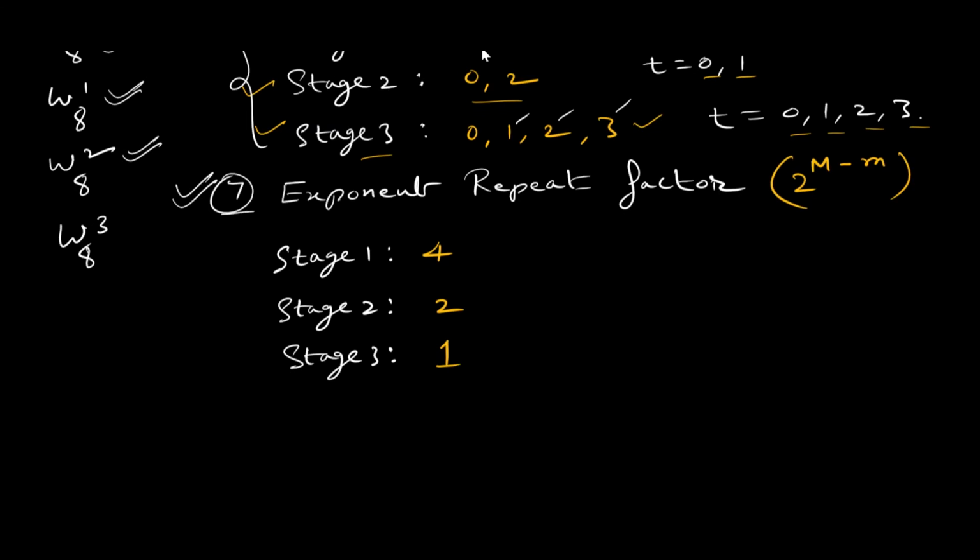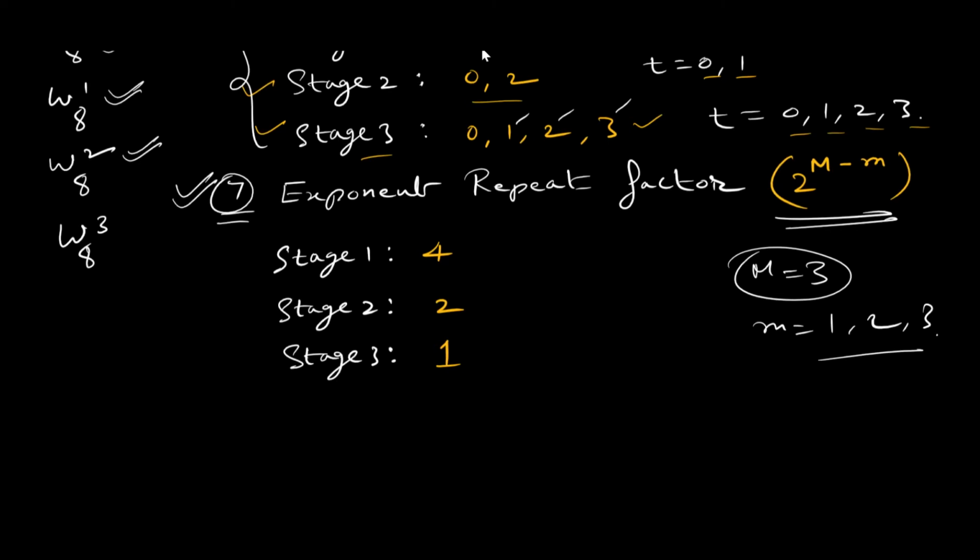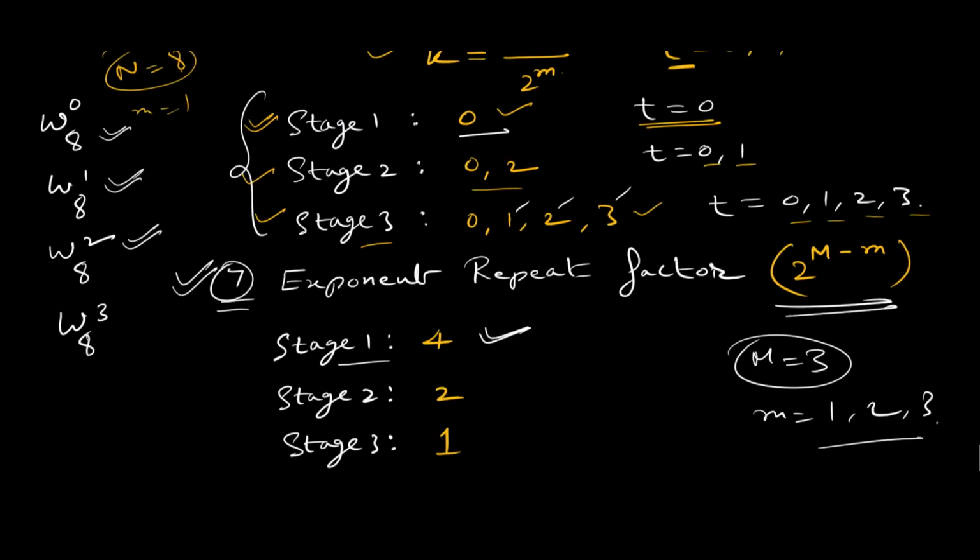So as per step number 7, we know this is the relation to the power capital M minus small m. Capital M, we know it's 3, and small m is the index of stages 1, 2 and 3, right? 3 stages there are, which can be used to substitute m. So we get for stage 1, 4, meaning 4 times my Twiddle factor will be repeating. And which Twiddle factor will repeat? That is W8 to the power 0, for t equal to 0. So that is the first one.